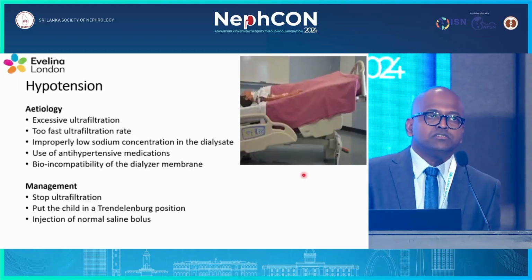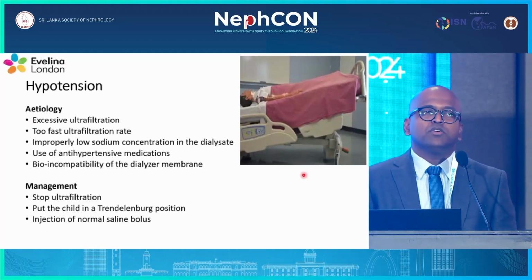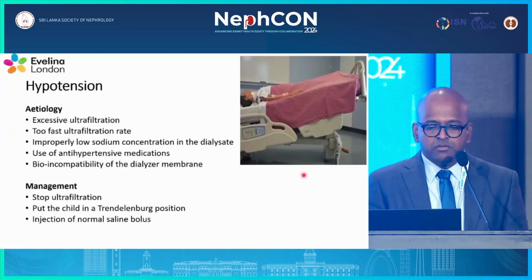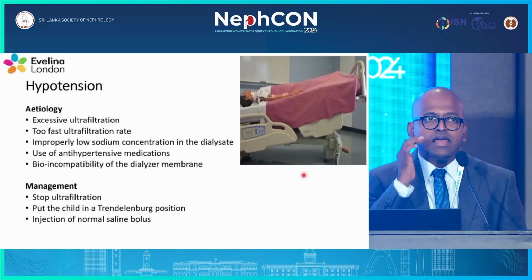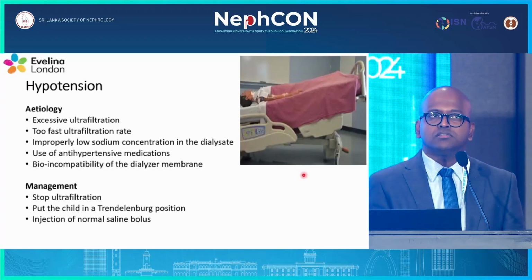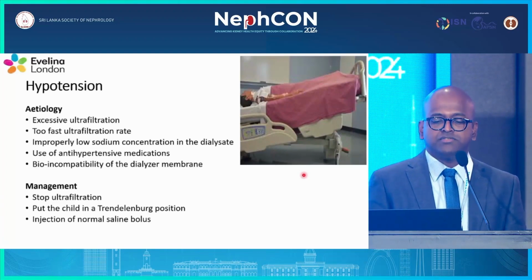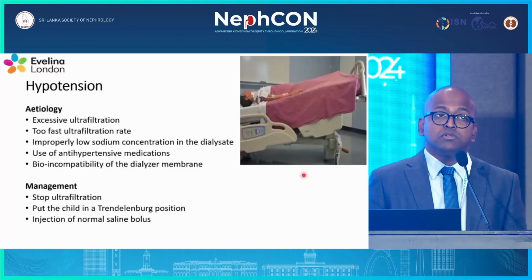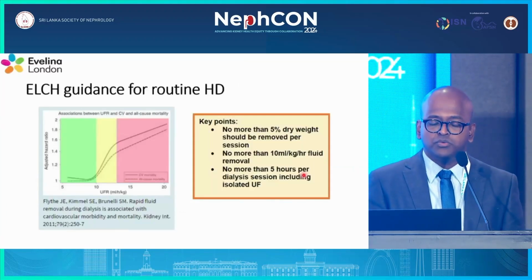So hypotension is common during hemodialysis. It could be because of excessive ultrafiltration, too fast ultrafiltration rates, improperly low sodium concentrate in the dialysate, use of antihypertensive medications, which we can't revert back, or bioincompatibility of the dialyzer membrane. We need to manage by stopping the ultrafiltration, putting the child in the Trendelenburg position, and injecting a normal saline bolus depending on the clinical scenario to restore the volume status.